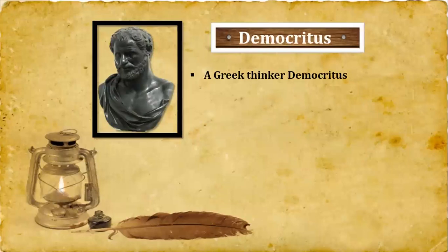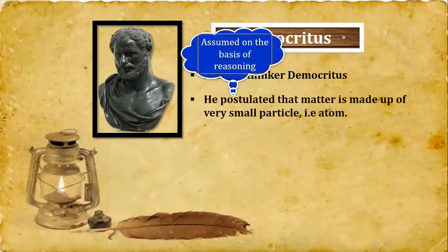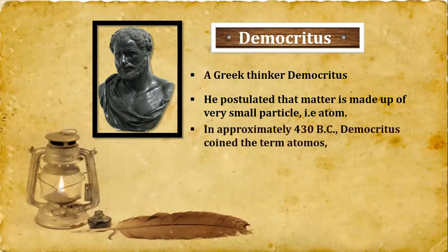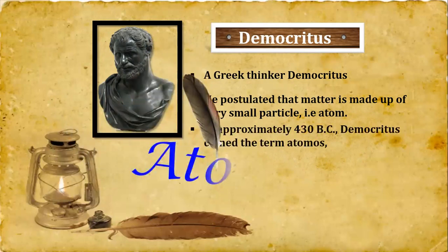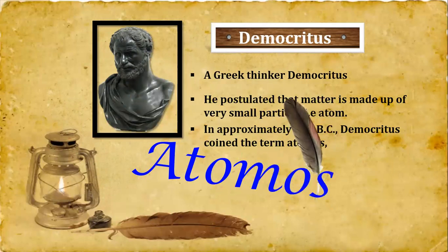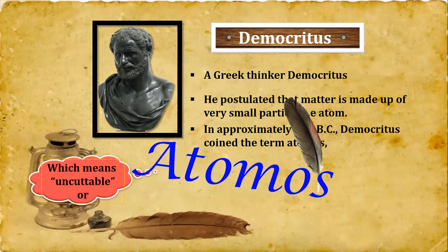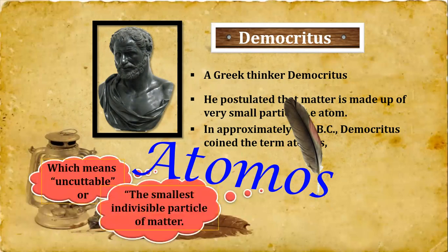So thereby he postulated, that is, he reasoned out that matter is made up of tiny, tiny particles called atoms. He did not give the word atom. Instead, he called these indivisible particles atomos. In Greek, the word atomos means anything which cannot be divided further, uncuttable. So the fundamental unit of matter, which cannot be divided further, is today called an atom.